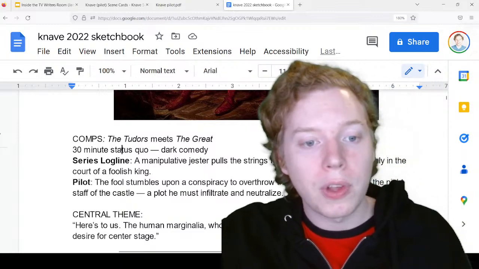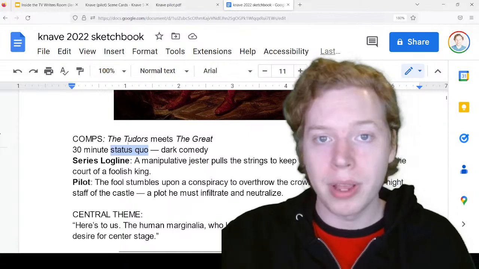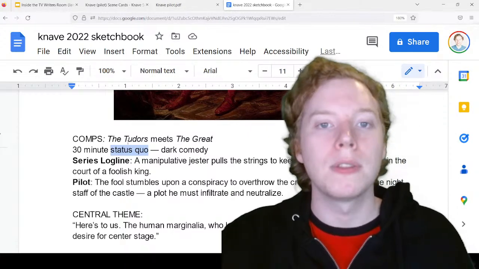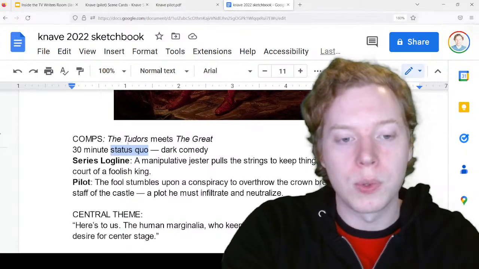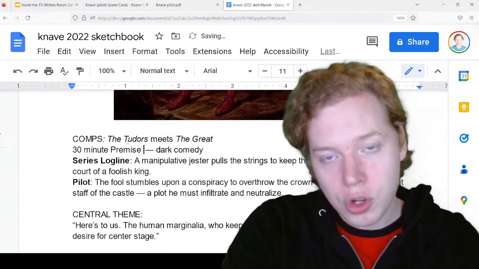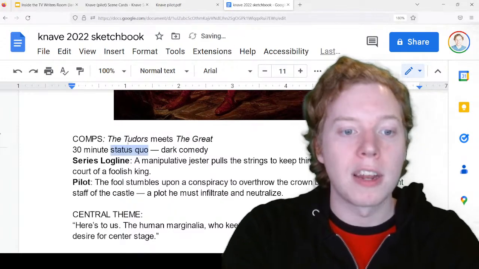Status quo is going to refer to the continuity format of the show, so you should know if this is going to be something you can come in at any point, which is status quo. Every week it's going to be sort of the same setup, or if this is going to be a premise pilot. So if this was going to be a show where we need to watch them in order to understand, then we would write premise down here instead of status quo.